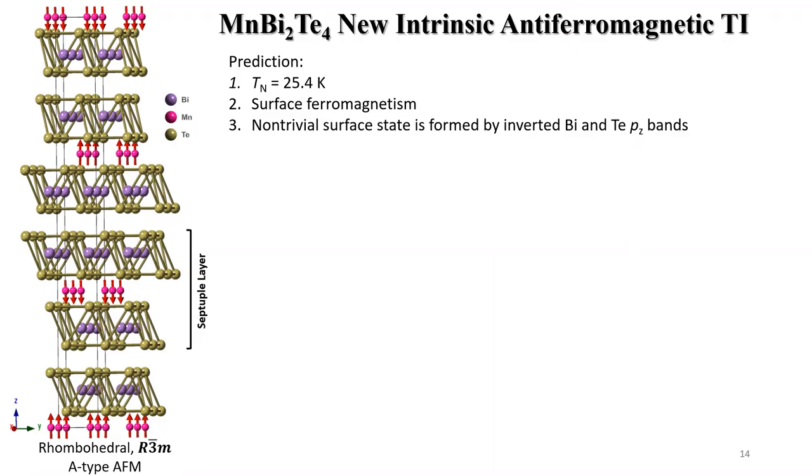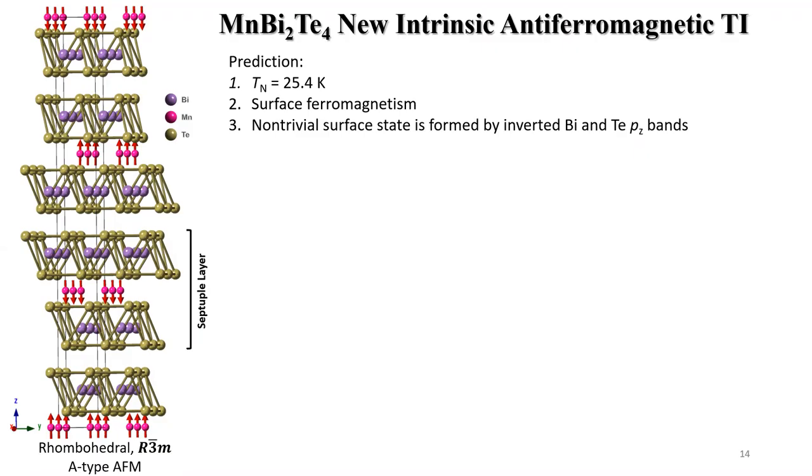In this system, we can see the tellurium stacking on bismuth, tellurium, manganese, tellurium, bismuth, tellurium to form the septuple layer in the c direction. This is your c direction, going out is the c direction. The manganese will form the ferromagnetism inside the layer. This system is considered an A-type antiferromagnetic system because one ferromagnetic layer is antiferromagnetically stacked on another layer. And the predicted Néel temperature is about 25.4 Kelvin.